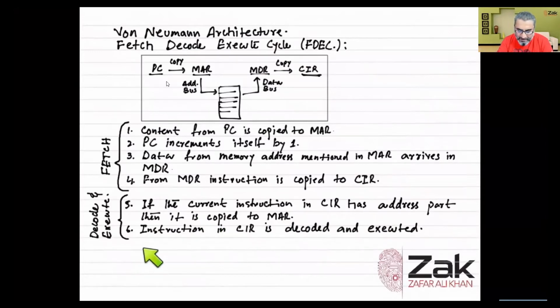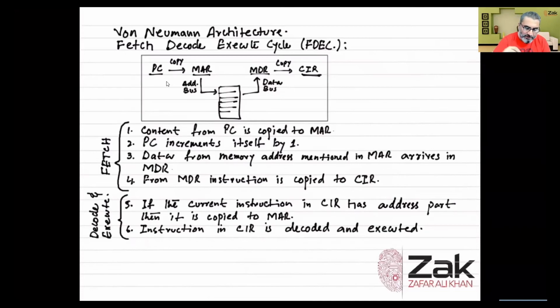And the last step is that the instruction in CIR is then decoded and executed. As I said, you would not have to learn how the decoding or execution actually happens. All you have to learn is that CIR does it. So these two steps are part of decode and execute. If the instruction is without an address, it is simply decoded and executed. If it has an address, then that address will be placed in MAR so that the data from that address could be fetched and worked upon. So this is called the fetch, decode, execute cycle. They will ask you to write about it.